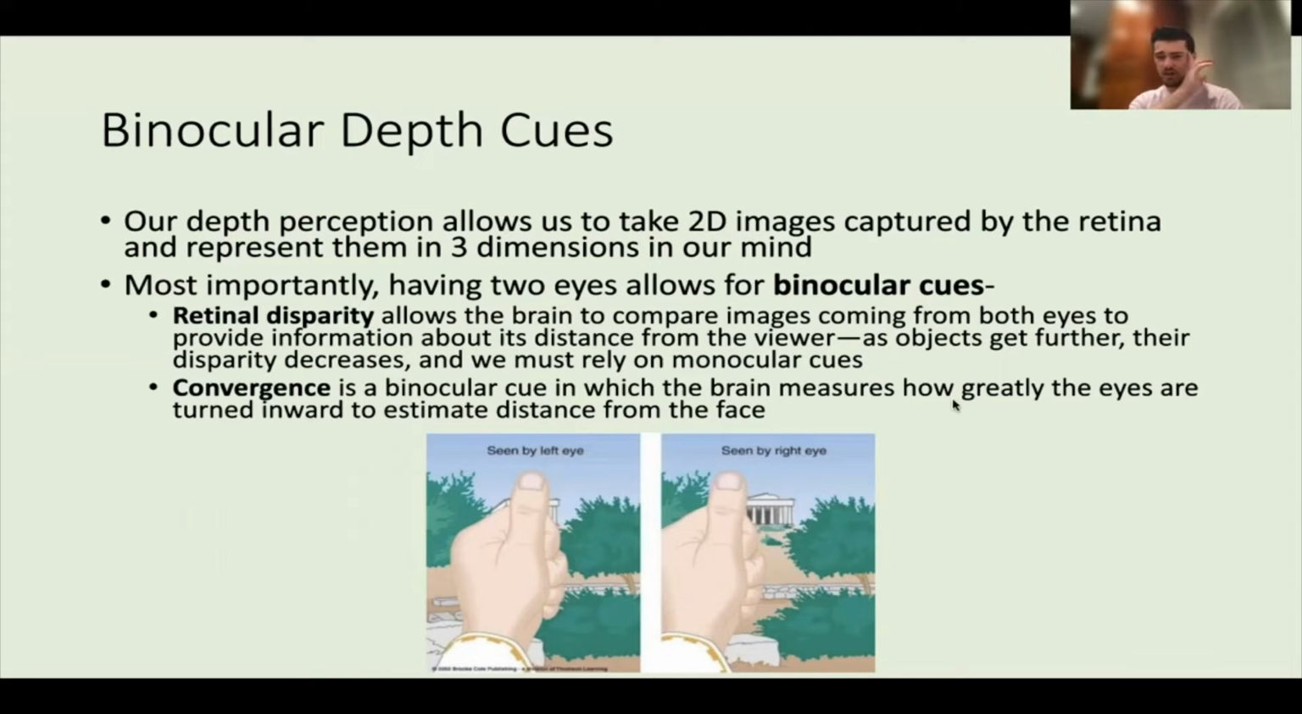And then convergence is the other binocular cue, and the brain measures how greatly the eyes are turned inward to estimate the distance from the face. So it's basically just the actual physical angle of your eyes. So if your eyes are strained and turned inward more, like you're becoming cross-eyed, your brain is going to register that as you looking at something that is extremely close to your face. And the closer that your eyes get to a straight out 90-degree angle, that's a binocular cue that will let your brain know that it is farther out in the field of vision.